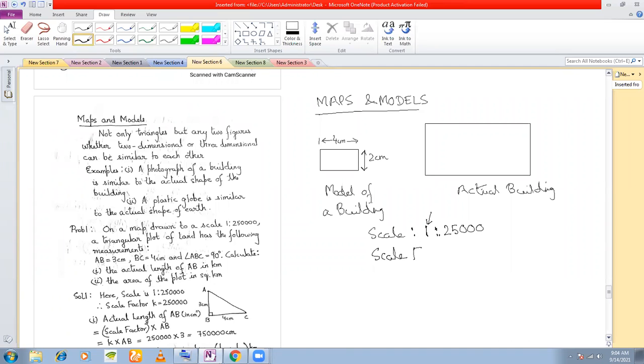Scale factor is denoted by K. It is written as this number. This is called the scale factor. Fine. So now, once you know K as the scale factor, then the relation between the length of the model and the length of the actual figure is: actual length is equal to K times the length of the model.